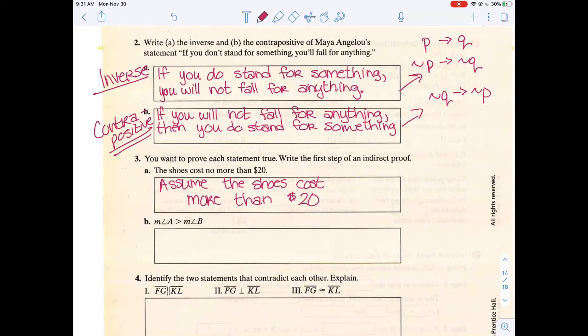Then the measure of angle A is greater than the measure of angle B. So we're going to say assume the opposite. So the measure of angle A is less than or equal to the measure of angle B, because that would be the opposite of greater than.